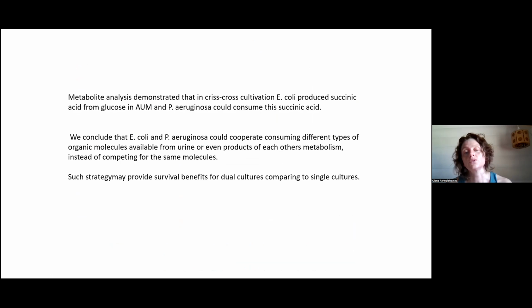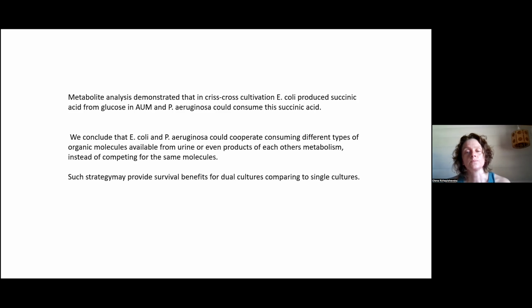And a conclusion that we propose is that Pseudomonas and E. coli do not compete there. They cooperate. Since they prefer different nutrients, they cooperate around consumption of these nutrients. E. coli goes for glucose that it likes, but then it produces succinic acid from this, and Pseudomonas is consuming the succinic acid that has been produced by E. coli. So that's a kind of cooperation that we suspect here.